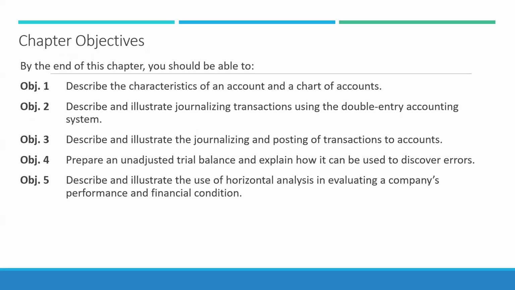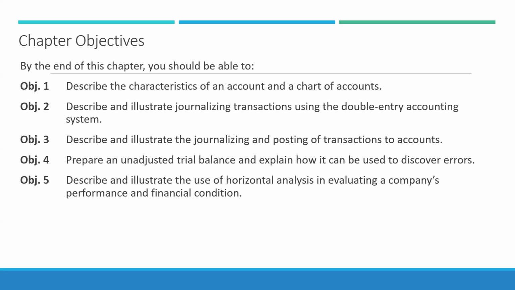For example, if it's service revenue, if it's fees earned, if it's sales commissions, each business is going to have different accounts for the different kinds of transactions that they personally have. So the names are going to be different, but the concepts are still the same for accounting for each type of business.